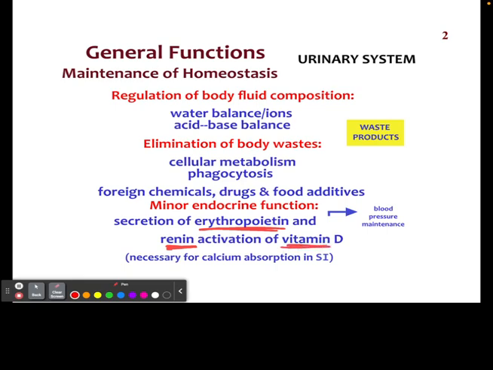So at this time, if you have any questions about the general functions, we're now going to move into more of the specifics on how our body does these things.